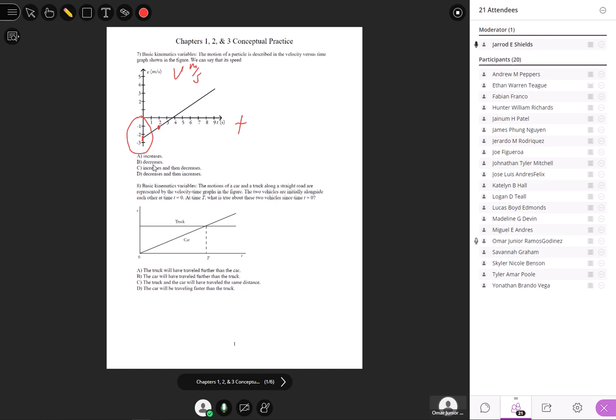Now, if that's the case, our best answer would be D. It's decreasing and then increasing, because look, when we hit this position right here, what has happened to the object right there where I put that red dot, where my arrow is? It stopped momentarily. Very good. It stopped momentarily and then turned around. Then we start increasing in the positive direction.